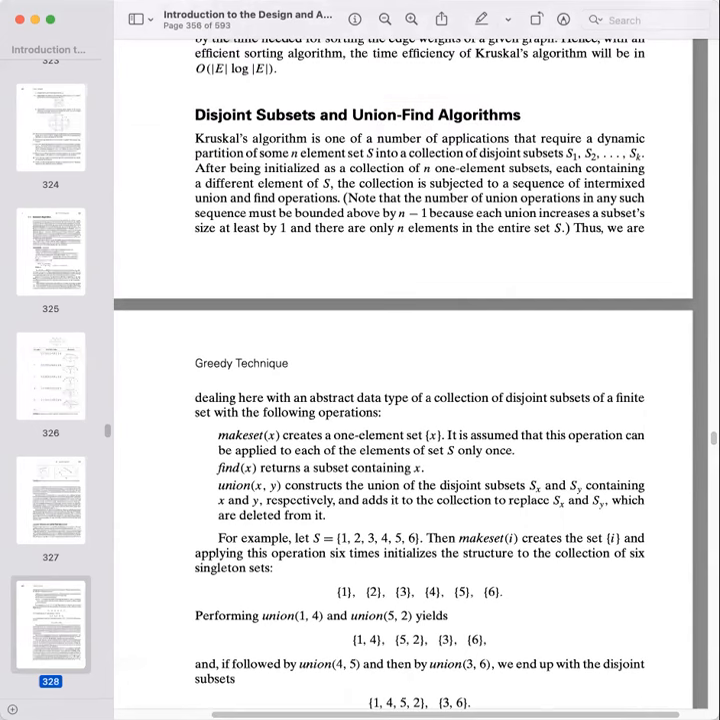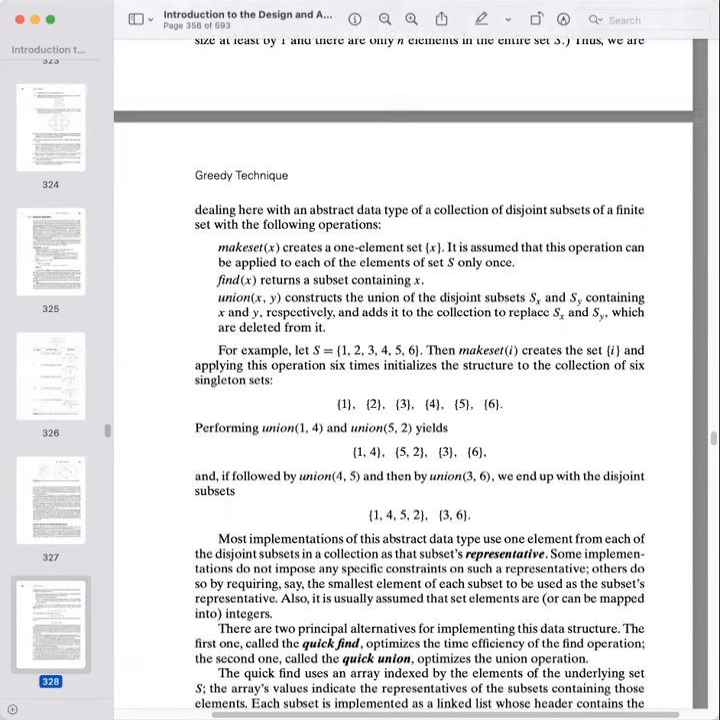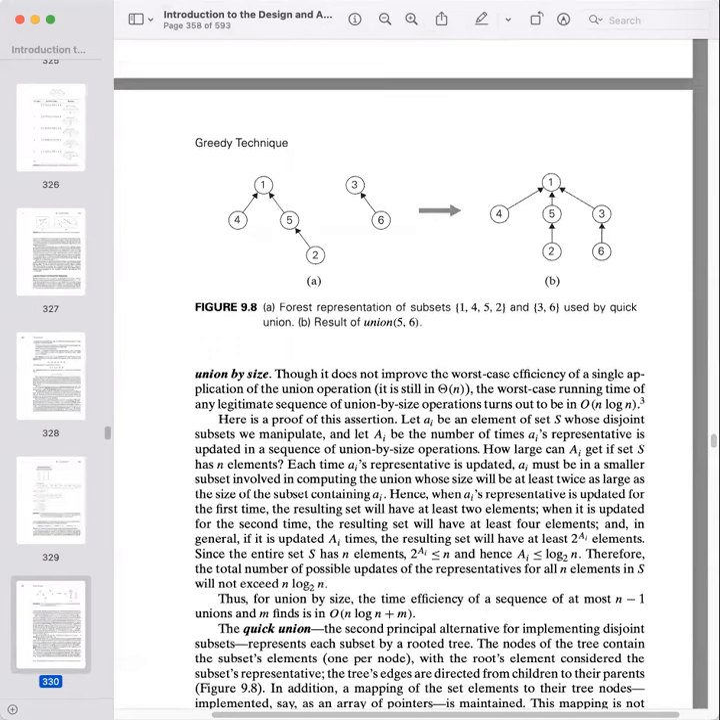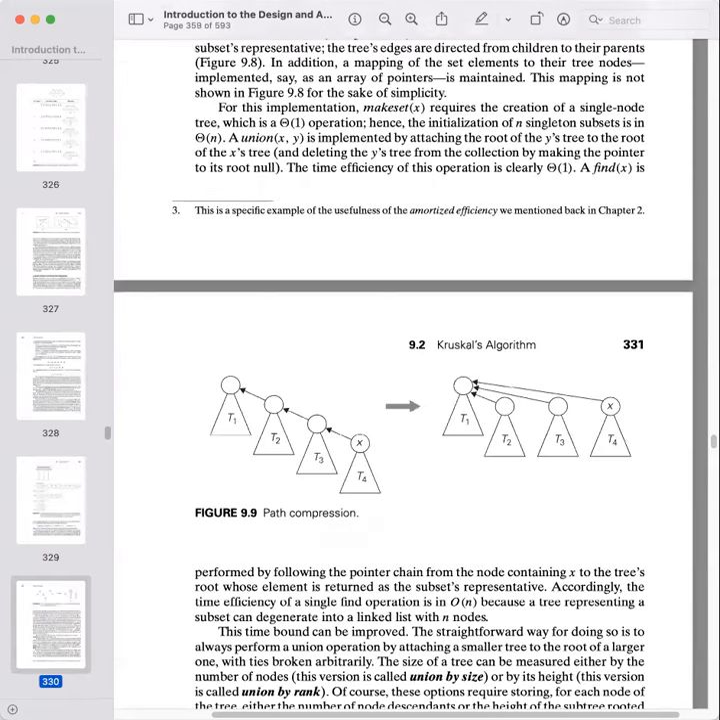We didn't cover the section on disjoint subsets and union-find algorithms, so you don't have to worry about that. Next thing should be Dijkstra's algorithm, which we did cover.